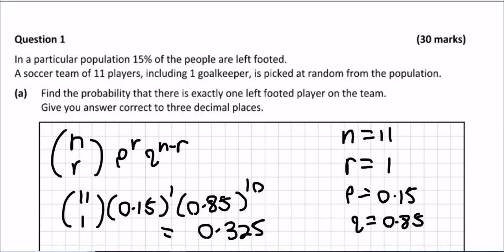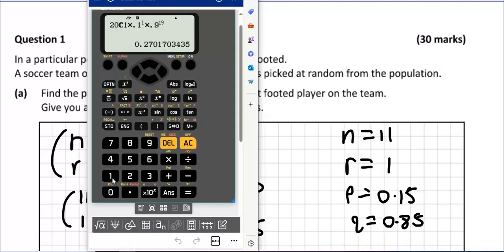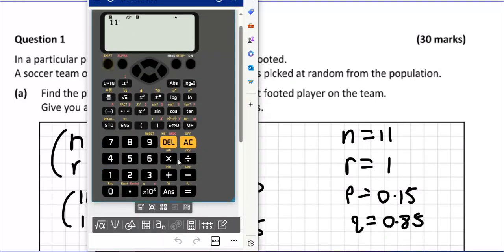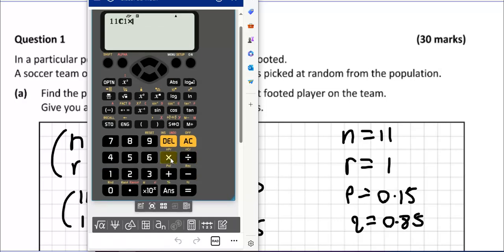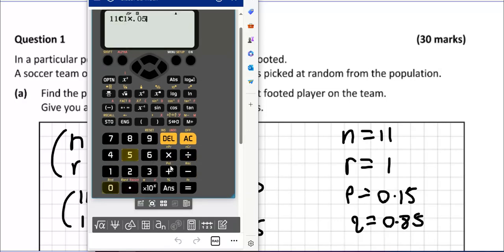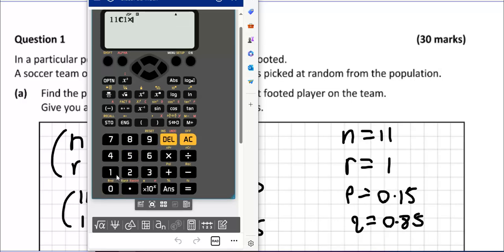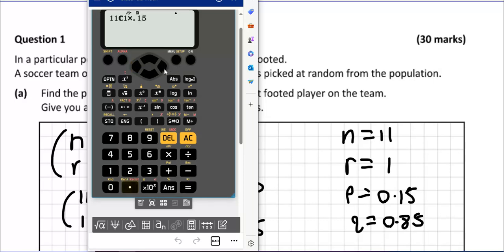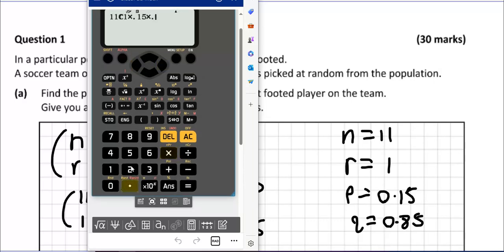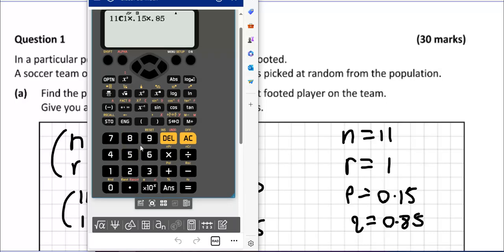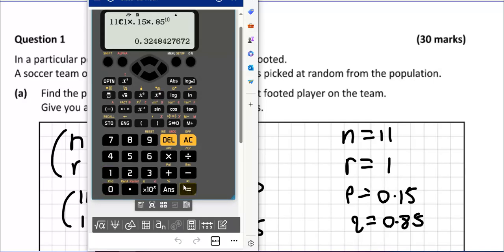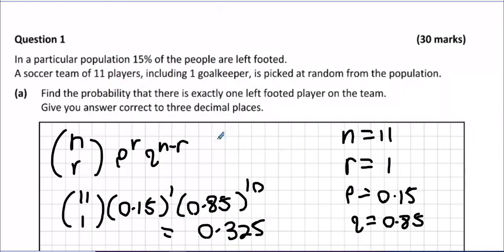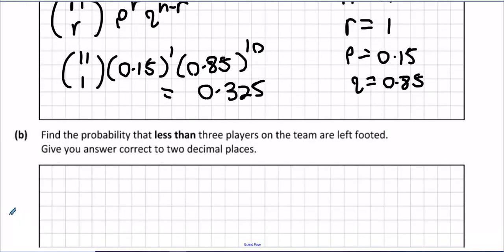Okay, 0.325, because you're doing 11 choose 1, multiply by 0.15, multiply by 0.85 to the power of 10. Yeah, 0.324 or 0.325. Okay, part B, find the probability less than three players on the team are left footed.